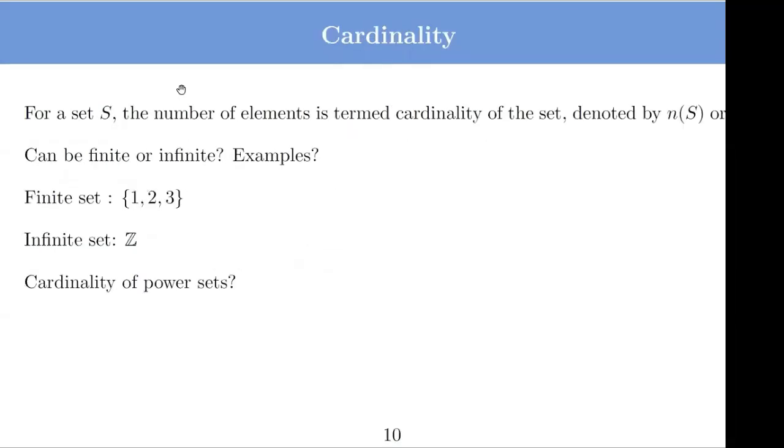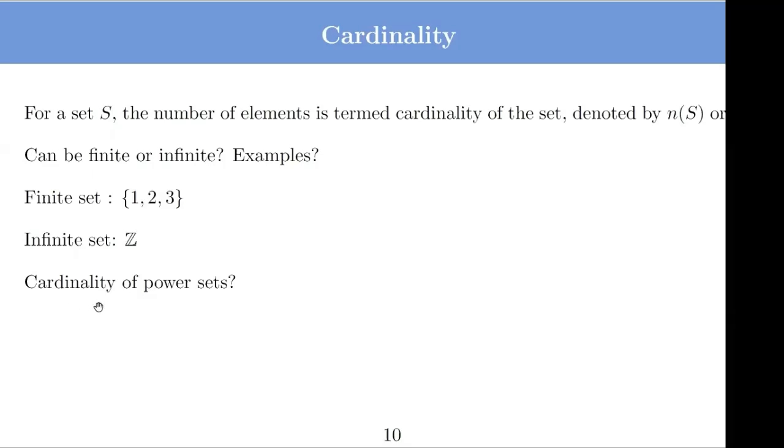So what is cardinality? For a set S, the number of elements in that set is termed the cardinality of the set, and it is denoted by n(S) or |S|, which we call the cardinality of S. Depending on whether the set has finite or infinite elements, this cardinality can be finite or infinite. For example, if you take a set {1, 2, 3}, the cardinality is 3, it is a finite set. If you take Z, which is the collection of all integers, there are infinite integers, so this is an infinite set and the cardinality will be infinite.